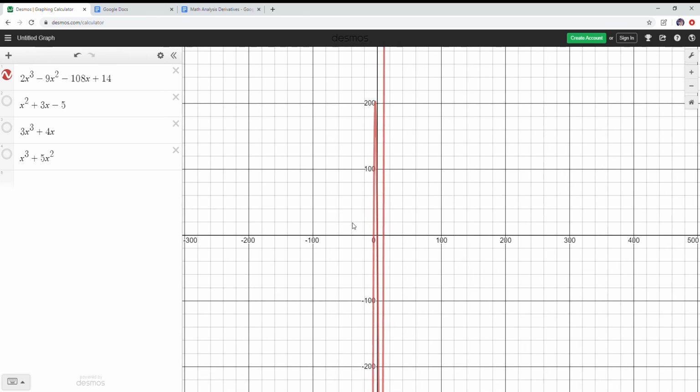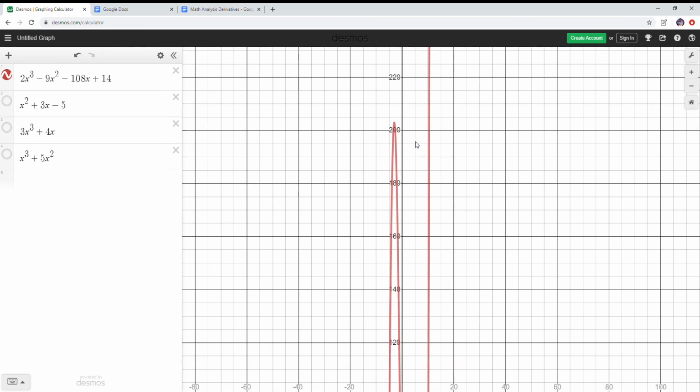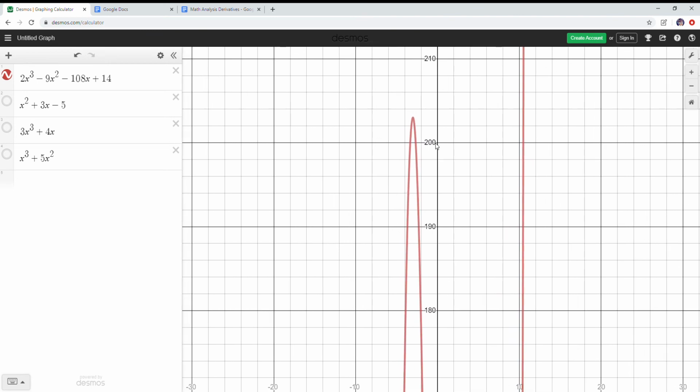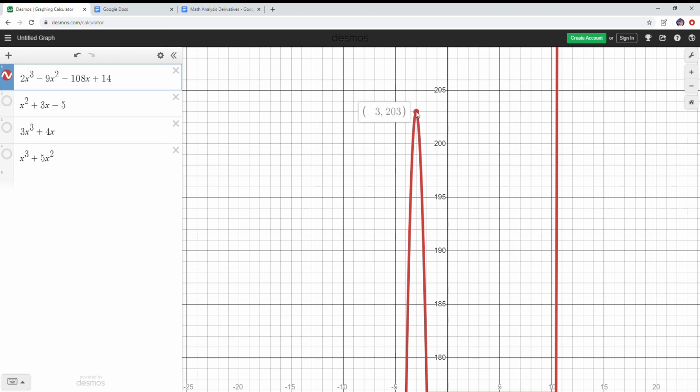So I'm going to zoom out here, and whenever I zoom out, I notice, you know, up around here, it looks like that's changing direction somewhere up there. So I'm going to zoom in a little bit to the top of this curve, and if we notice right there, that is the spot where it changes direction. -3 and 203. If we were to find the derivative of this, -3 would get us a 0.